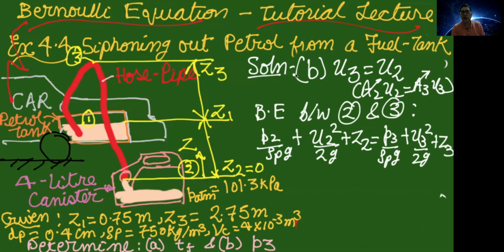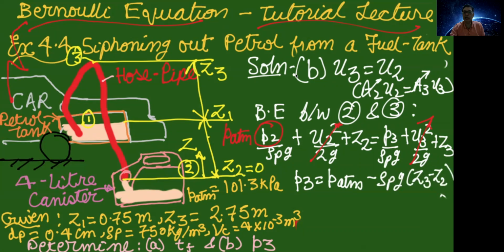You know U2 and U3 are same, so it will cancel from the left hand side and right hand side. And your interest is to determine P3. So these terms cancel, U2, U3, and P2 you substitute as atmospheric pressure. And from this equation, you can obtain P3, where you can see that it is less than the atmospheric pressure. And then when the pressure is less than the atmospheric pressure, we call this pressure the vacuum pressure.